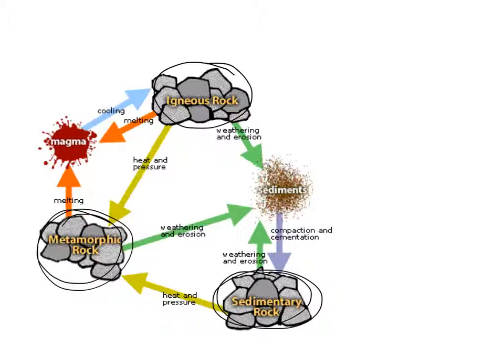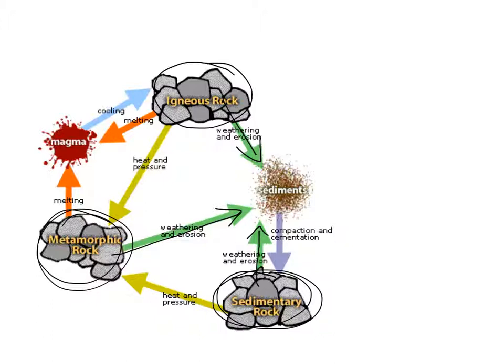Now, in terms of the rock cycle, we'll try to keep it as simple as we can, but we'll start out and we'll say that all three types of rocks can be weathered and eroded. So it is possible to take a sedimentary rock and to weather and erode it. It's also possible to take an igneous rock and to weather and erode it, and a metamorphic rock and to weather and erode it. So you can see the three green arrows that symbolize weathering and erosion.